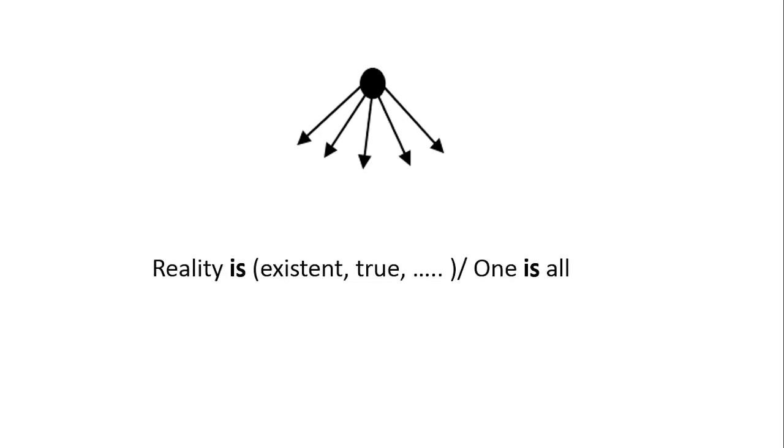For example, consider this proposition: reality is existent, true, good, or whatever. In this model, this isness, or the to be verb, or being, is responsible for emanating multiple predicates from a single subject. It's also known as one is all. In this case, one is the source of everything. It's the ontological source of everything. It's a persistent subject of varying predicates, or a principle behind various parameters, or a why-ness behind several how-nesses.